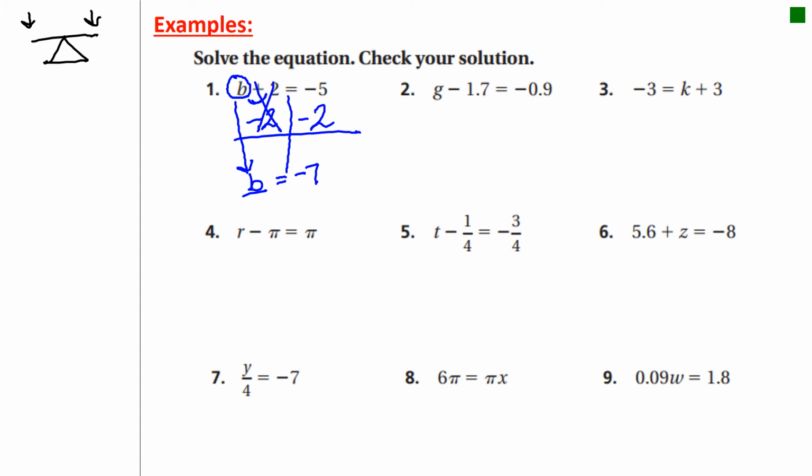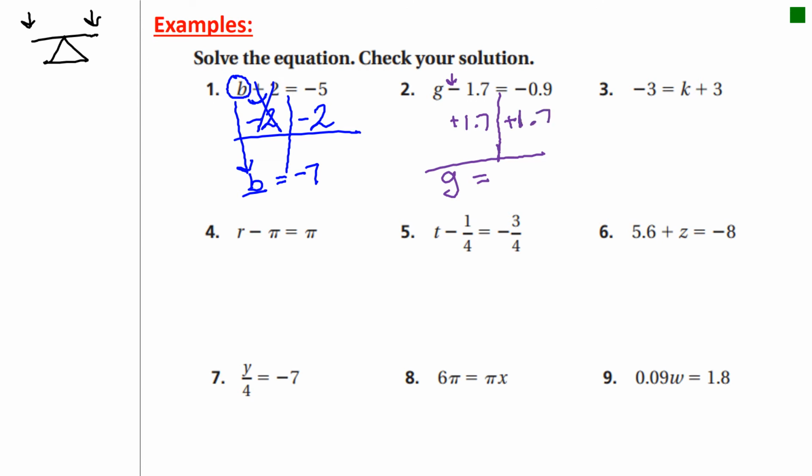All right, 2. Okay, we want it at the end to say g equals, variable all by itself, equals. Here are the two sides of our equation. How do we undo subtraction? We undo subtraction with addition. So add 1.7.